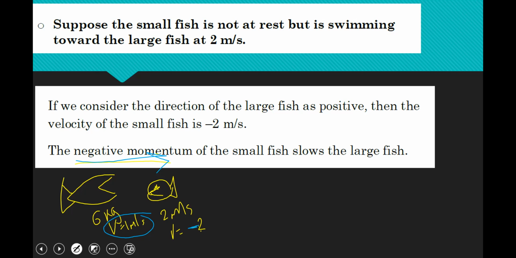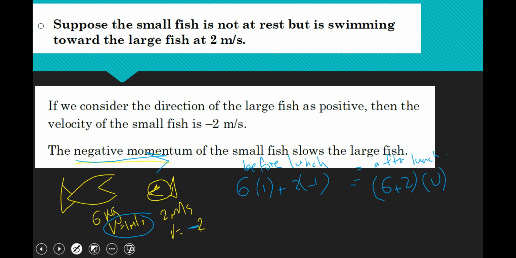Okay, now let's continue. So let's say here now we have 6. Before lunch, we have 6 times 1 for the big fish, plus 2 times -2 for the small fish. After lunch, as we said before, we have both of them times the new velocity.